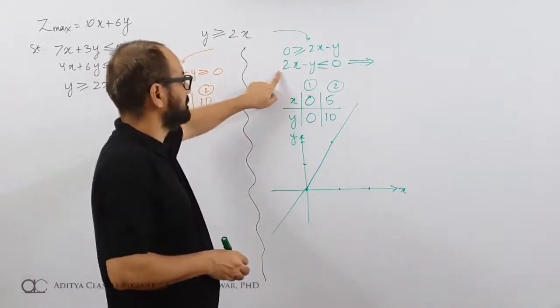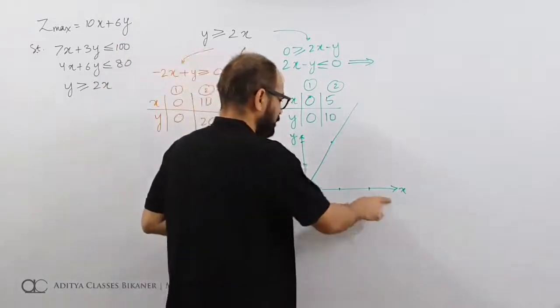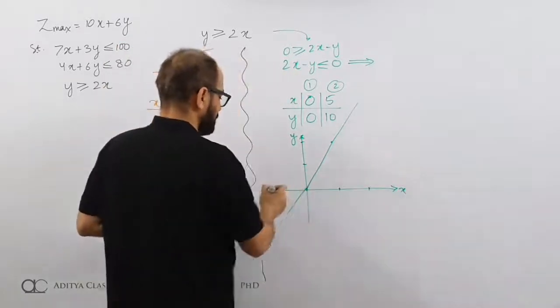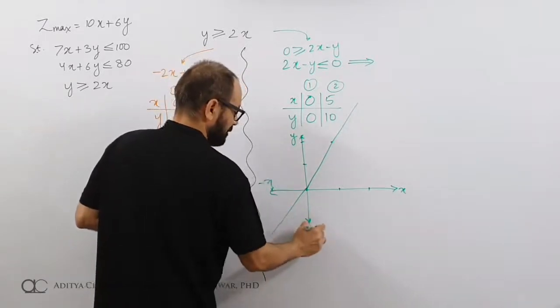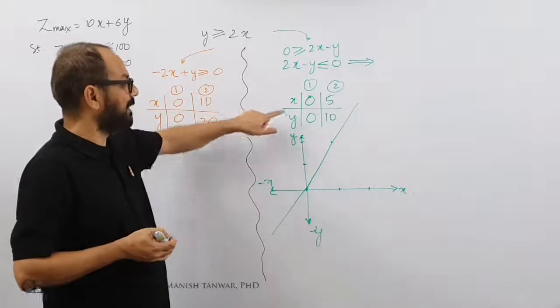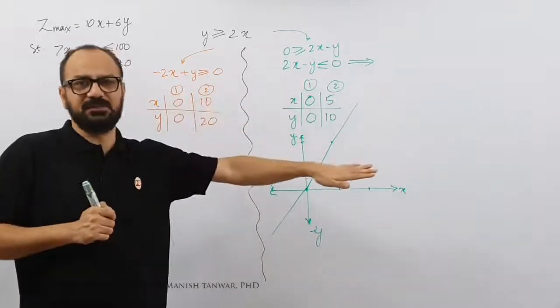What is sign of x? Positive. Sign of x is positive. Where do we have x? This is x positive, this is x negative, and y negative. So sign of x decides which is the positive area.